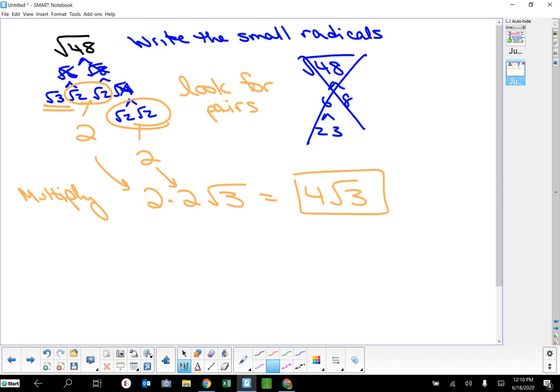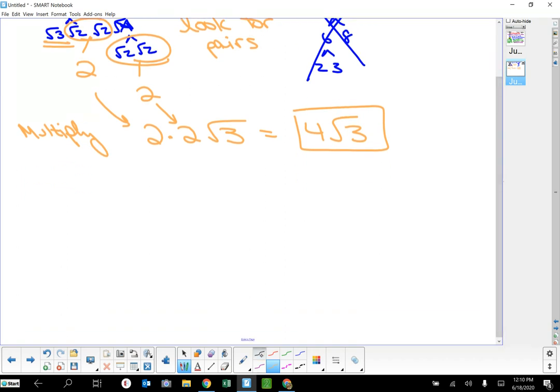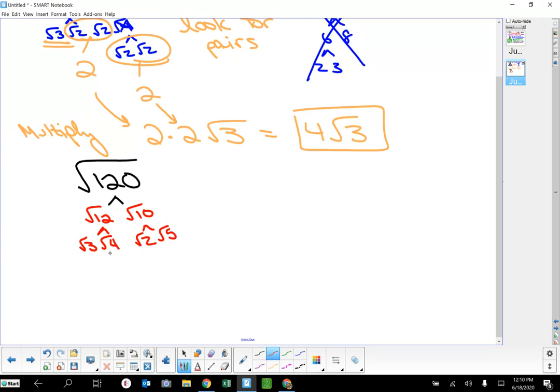Let's do another one. Let's do 120. I'm looking for one that's got multiple factors to it. So let's do the root of 120. And I'm going to go 12 and 10 because that's what stands out to me right off the bat. My 12 is going to go to a 3 and a 4. My 10 is going to go to a 2 and a 5. The 4 is going to go to a 2 and a 2.